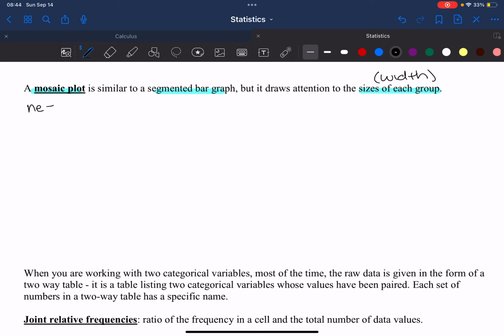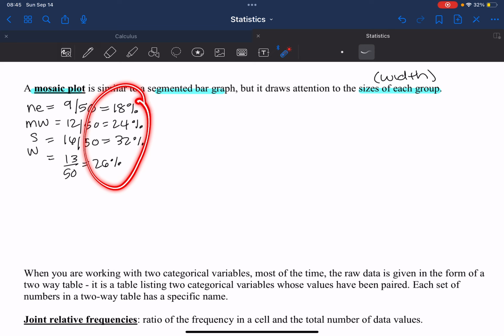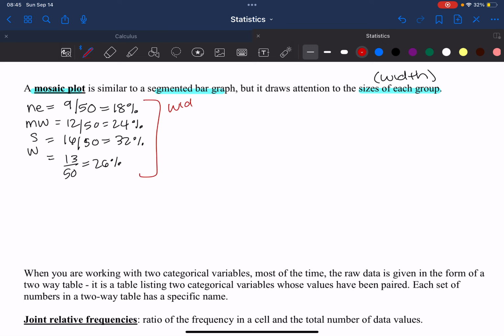So for Northeast, the total of the region was 9, and the total of the table is 50, so 9 out of 50 is 18%. Same for the rest. I'm just going to go ahead and fill this in. And then lastly, West. Another thing that you'll notice is that all of these percentages should also add up to 100. So again, this is representing the width of the bars. Okay.